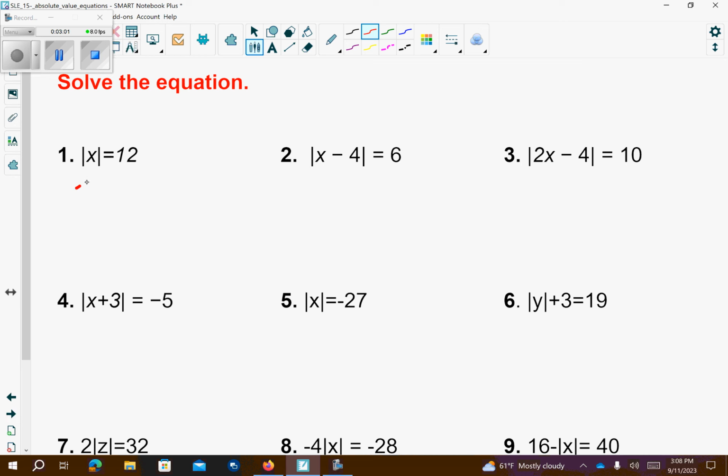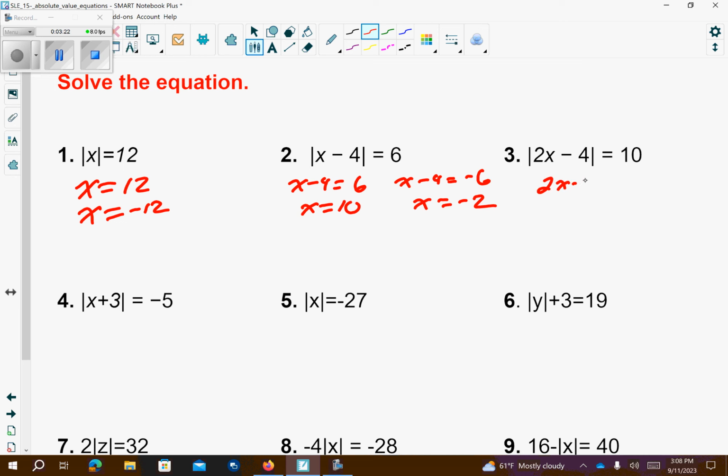So solve the equation. So this is going to be x equals 12 and x equals negative 12. They both work. On this one, I'm going to go x minus 4 equals 6 and x minus 4 equals negative 6. Add 4 to both sides. There's my two numbers. If I go 2x minus 4 equals 10, and 2x minus 4 equals negative 10. Okay, add 4 to both sides. Divide by 2.